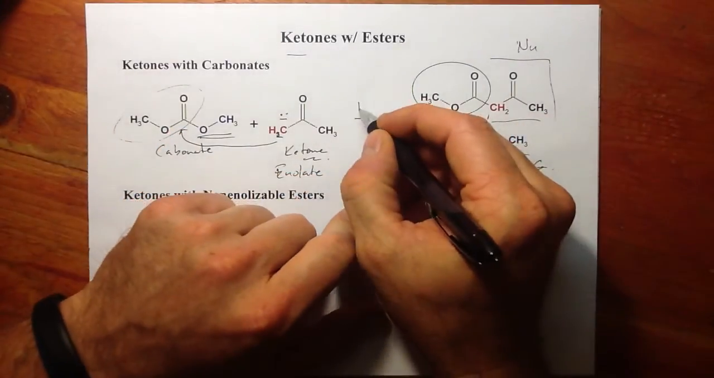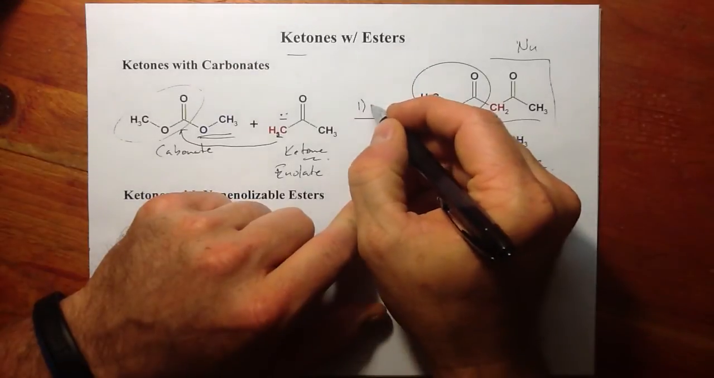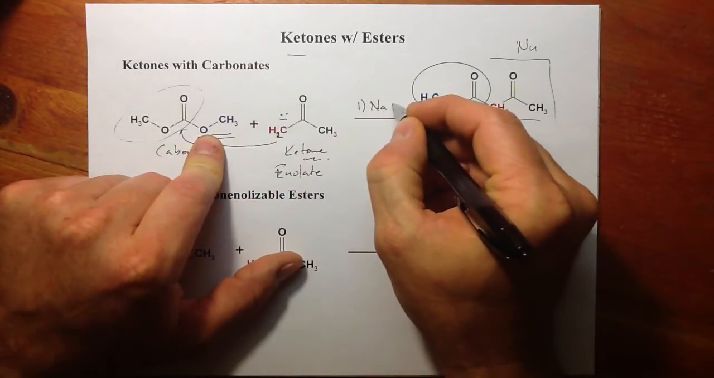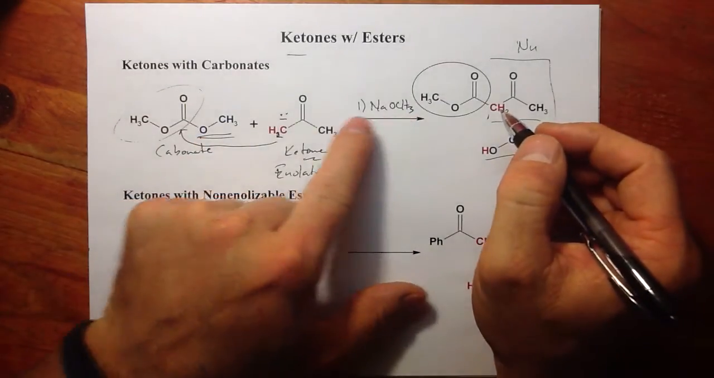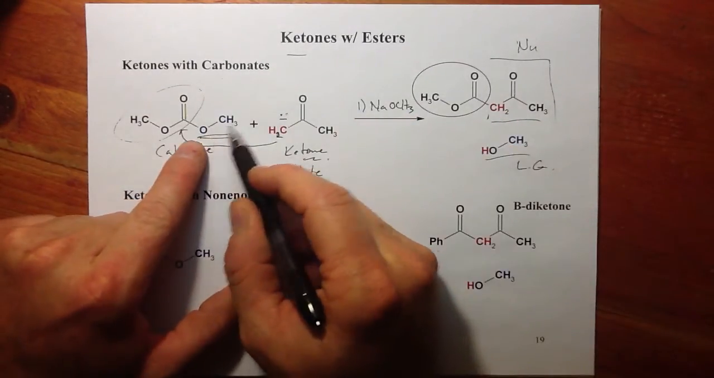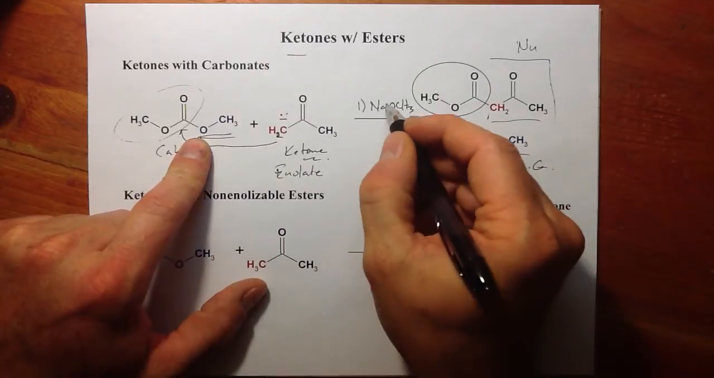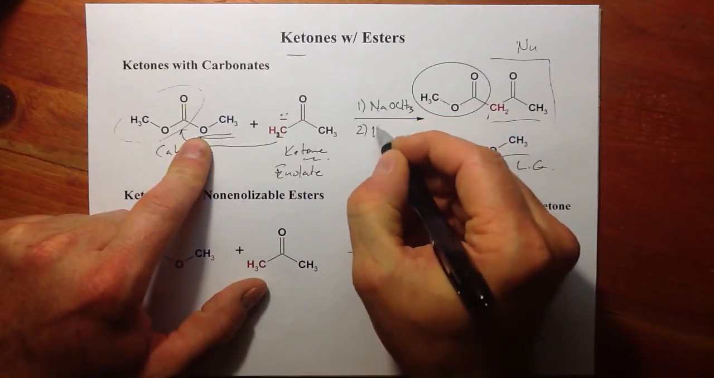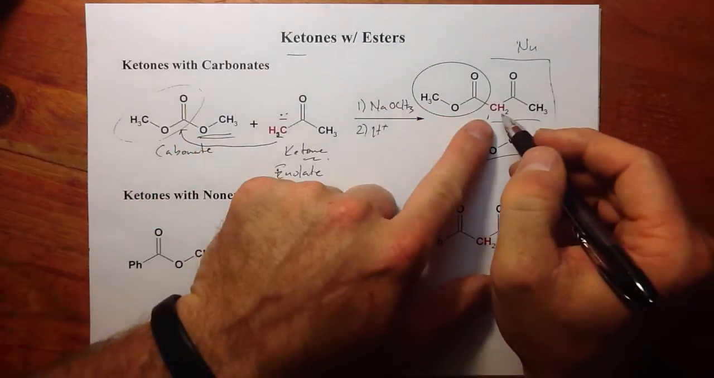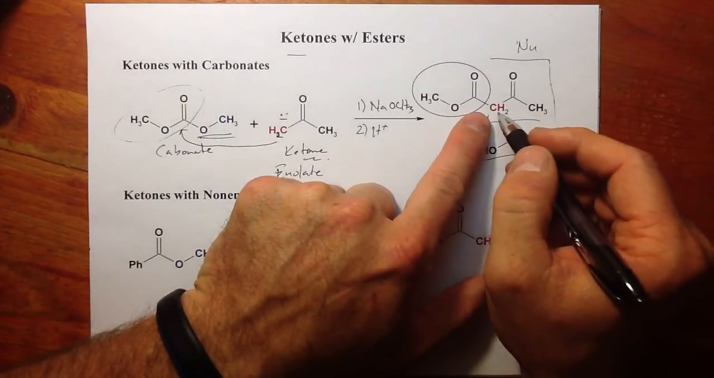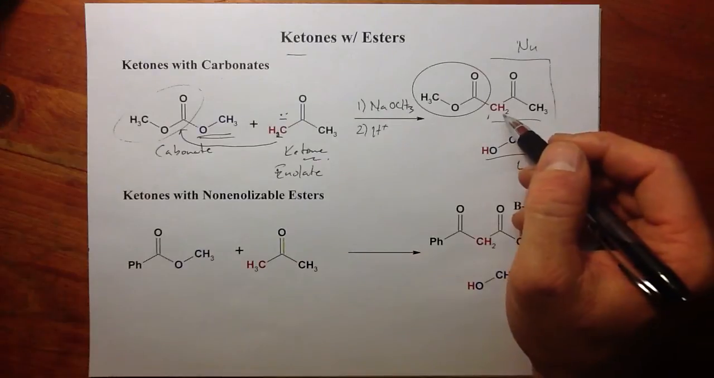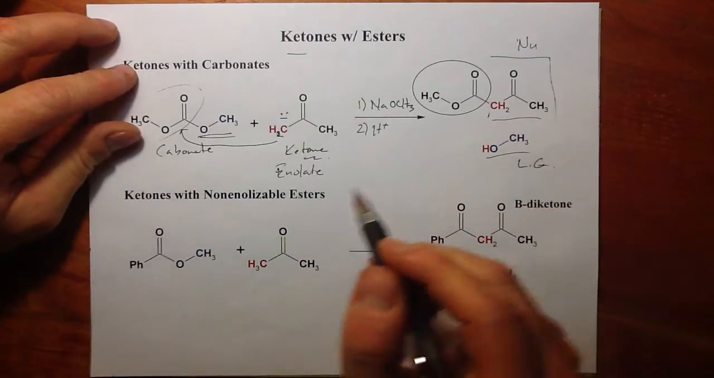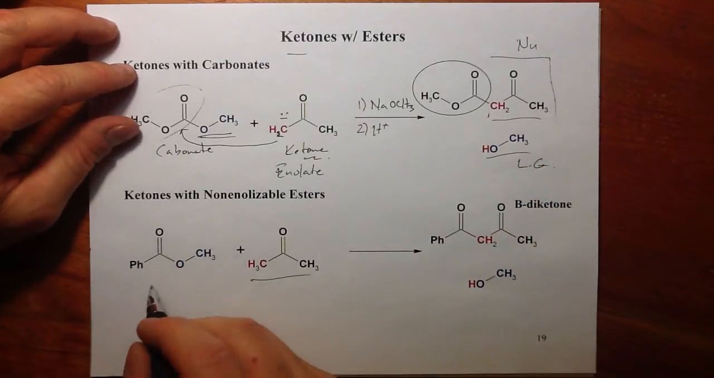Now again, to do that, I would have not catalytic amounts, but equivalent amounts of NaOR, the same exact base as the OR group in the carbonate. And then, like we said on the last slide, I would work it up so I could put the proton back on the happy face enolate ion that would have been formed here to give this Claisen condensation product. We can have ketones with non-enolizable esters.